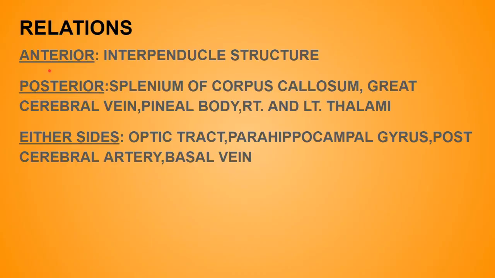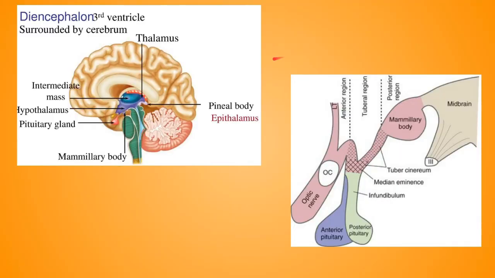Anteriorly it is in relation with the interpeduncular structures in the interpeduncular fossa. The structures are the mammillary bodies or tuber cinereum. As you can see in this diagram, this is the mammillary body and this is the tuber cinereum. Now the tuber cinereum is a hollow eminence of the grey substance situated between the mammillary body and the optic chiasma. And the mammillary bodies are a pair of small round bodies located on the under surface of the brain and form a part of the limbic system.